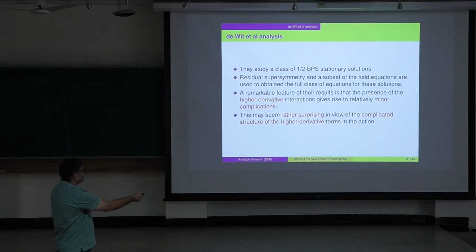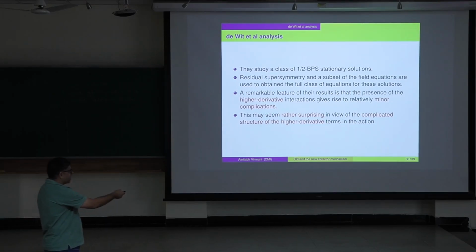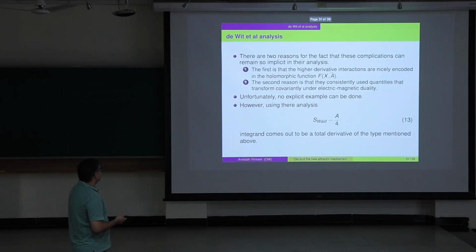Residual supersymmetry and a subset of field equations are used to obtain the full class of equations that these solutions will satisfy. A truly remarkable feature of this paper is that in the presence of higher derivative interactions, the Lagrangian is very cumbersome, and if you gauge fix the theory to Poincaré theory, then it's a really horrible theory. But in the way they do the analysis, all equations only receive minor corrections in the presence of higher derivative terms. This may seem rather surprising, because the higher derivative terms are very complicated, but the paper is organized in such a way that at every step you only get minor complications.